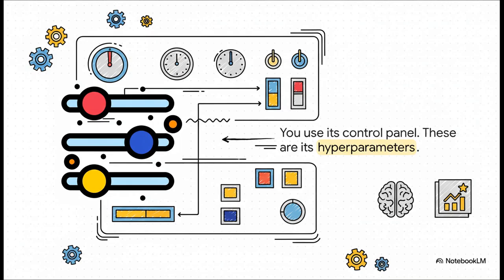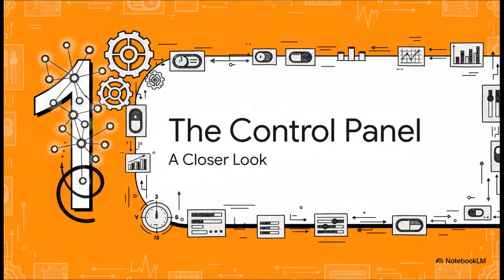Well, the answer is you use its control panel. The best way to think about it is like this. Every single AI model has this virtual dashboard covered in dials and switches. And it's the human, the engineer, who has to set all of those dials before the training even kicks off. These are the hyperparameters. And they're super important because they don't control what the machine learns, but they absolutely control how it learns.